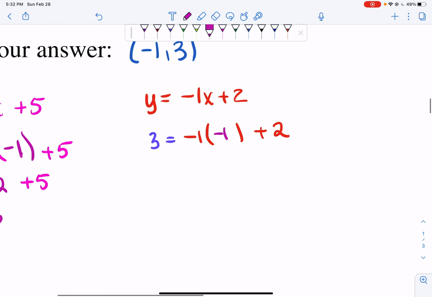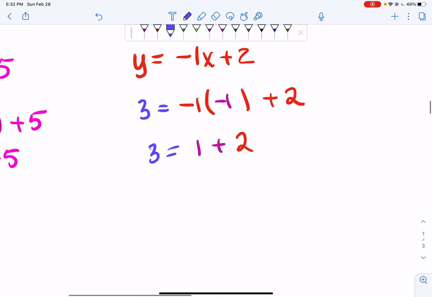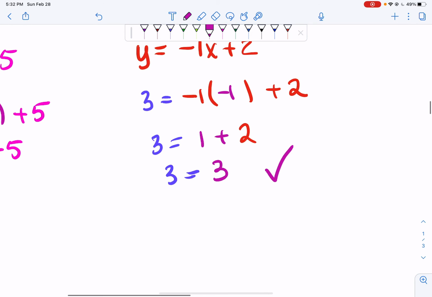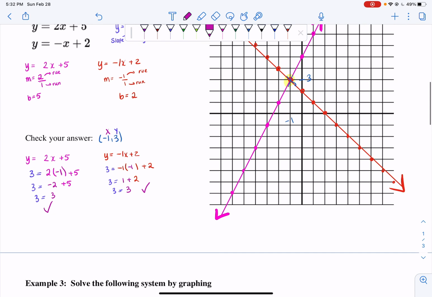Negative 1 times negative 1 is 1. So I get 3 equals 1 plus 2. And 1 plus 2 is 3. So I end up getting 3 equals 3, which works. So this shows me that this is a solution to my systems of equations.